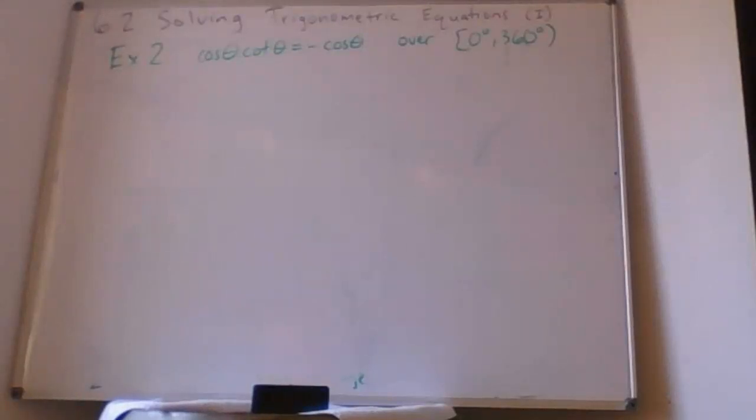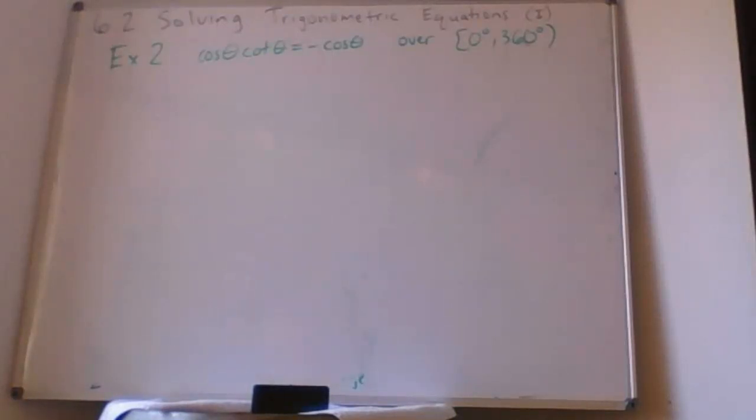Welcome to 6.2 Solving Trigonometric Equations Part 1. We're going to look at example 2. Solve the equation cosine theta cotangent theta equals negative cosine theta over the interval 0 degrees to 360 degrees.